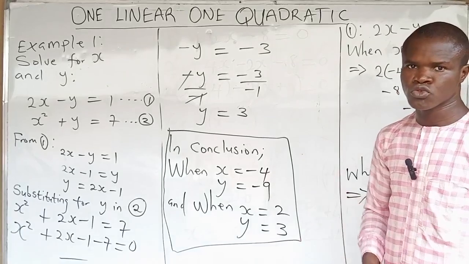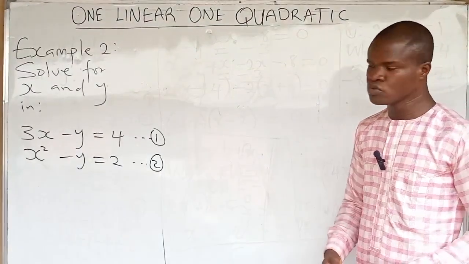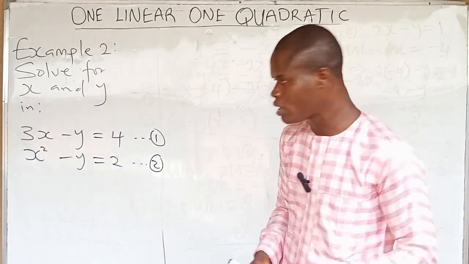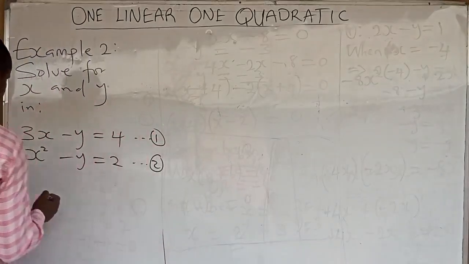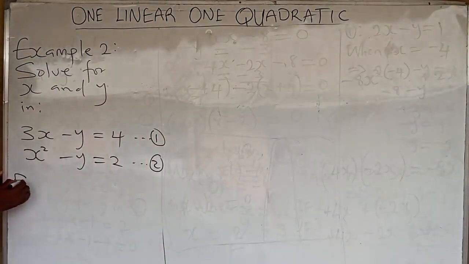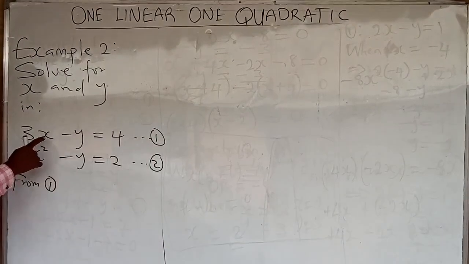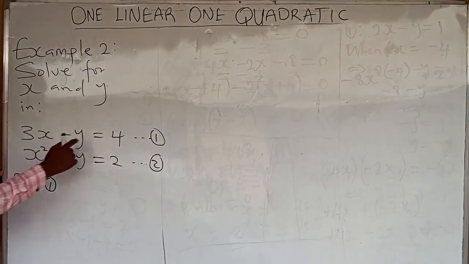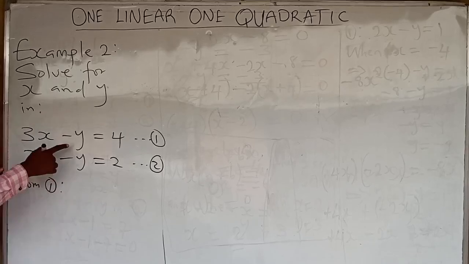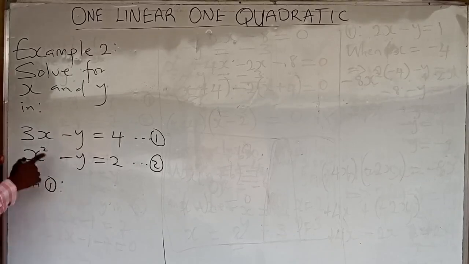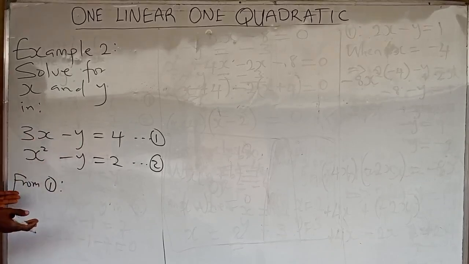So let's take example 2. All right, so this is example number 2. We are going to proceed similarly to the way we solved example number 1. So we can say from equation 1, because equation 1 is the one that is linear, it does not have any power on x and y. So from equation 1, we want to make y the subject. Of course, you can also choose to make s the subject.